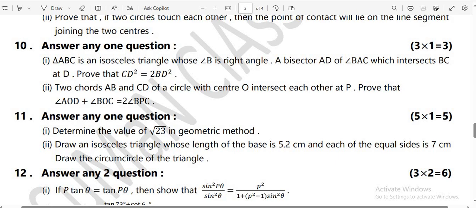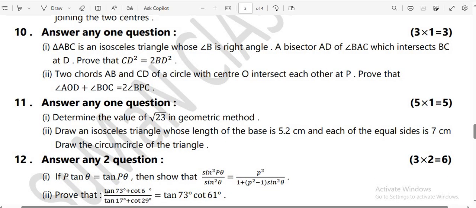Question number 12. Answer any two questions. 3 into 2 is equal to 6. Each question carries 3 marks. 1. If p tan theta is equal to tan p theta, then show that sin square p theta by sin square theta is equal to p square by 1 plus (p square minus 1) sin square theta.